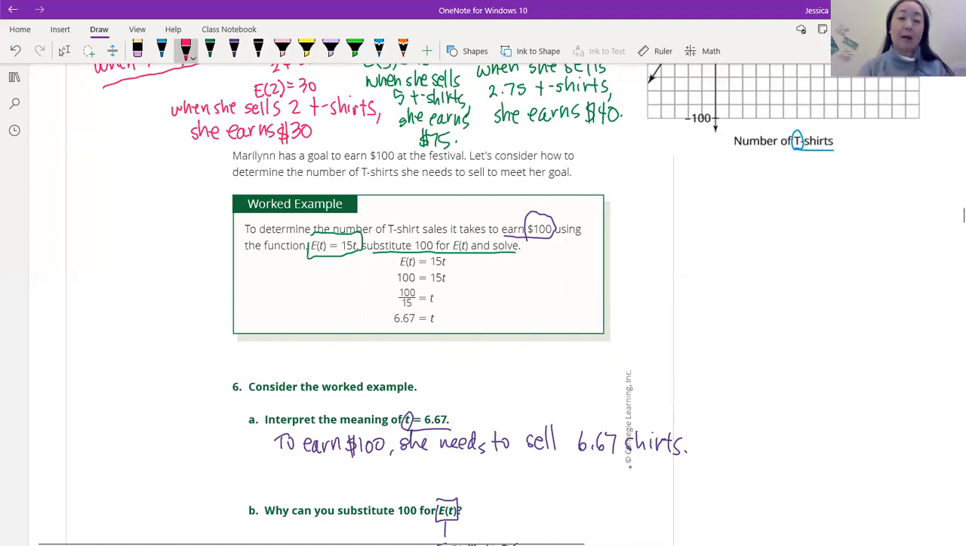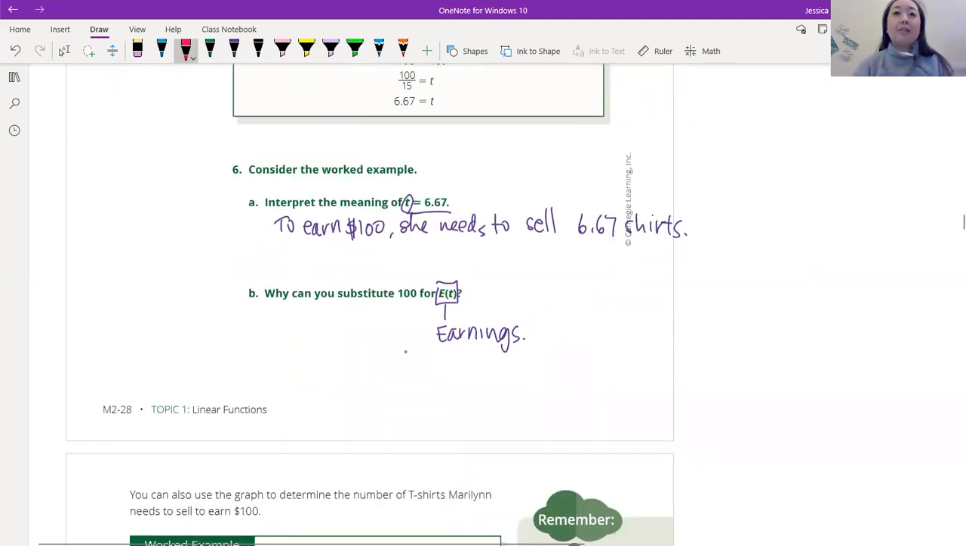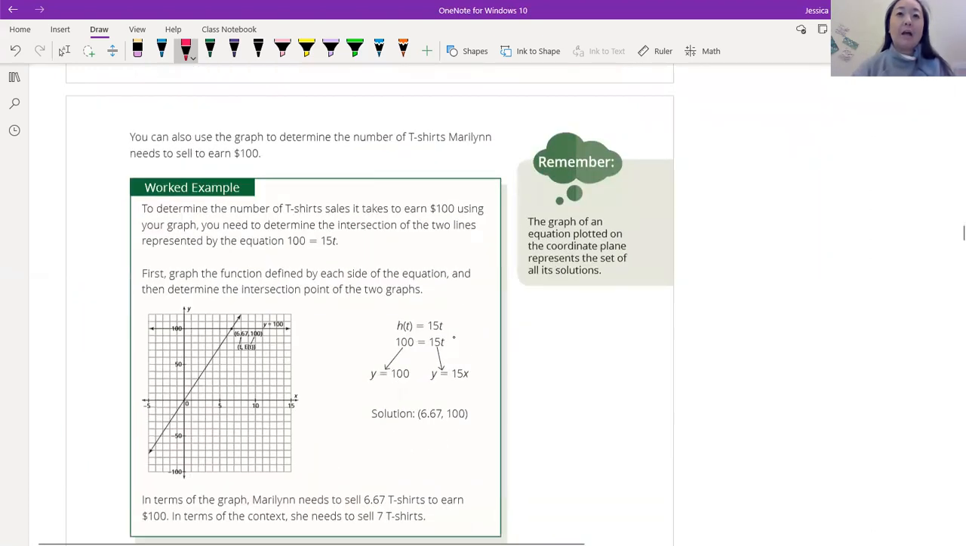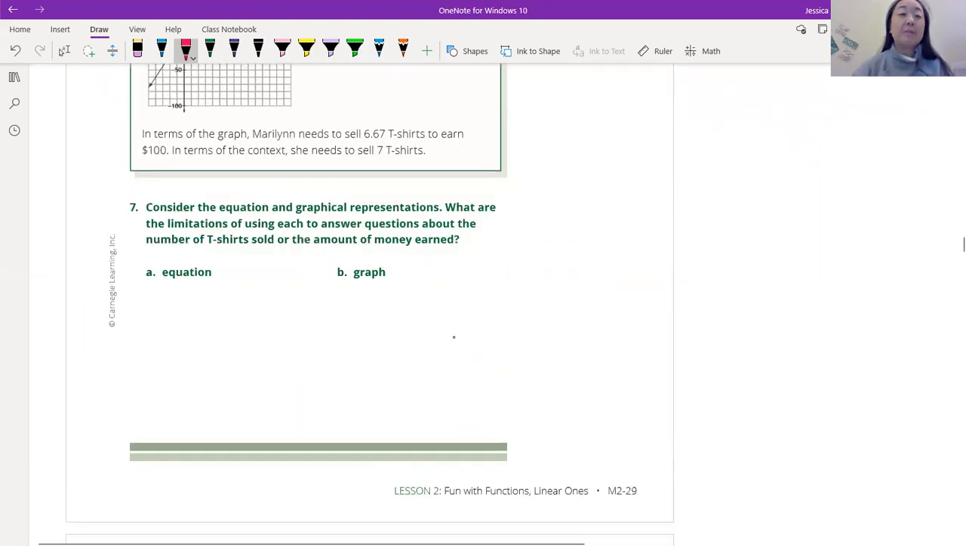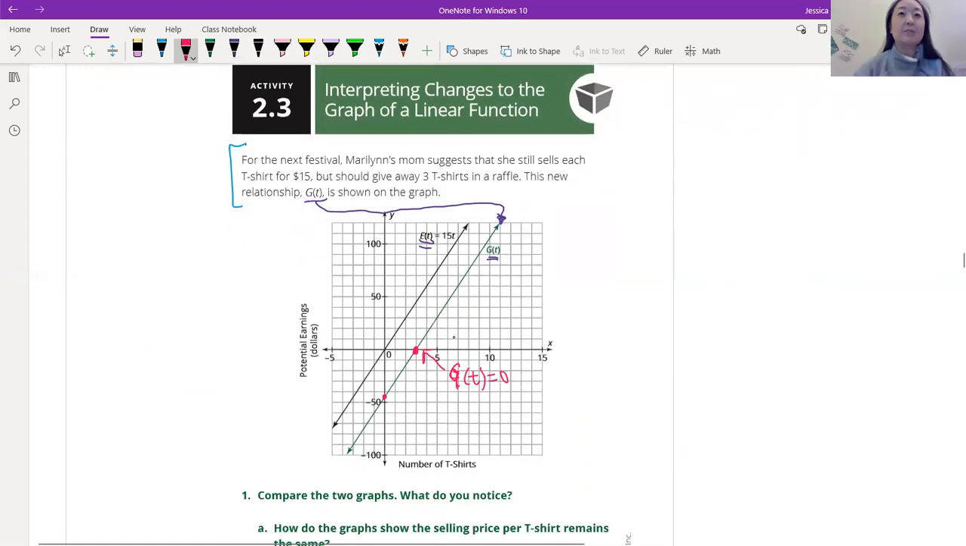So I would say to her, you need to sell 7 shirts. That's your goal. Because if you say you need to sell 6 shirts, she never actually gets to 100, so you don't want to do that. Okay, we talked about this one already. It's the earnings. We skipped this just a little bit, and we're going to go on to this one.